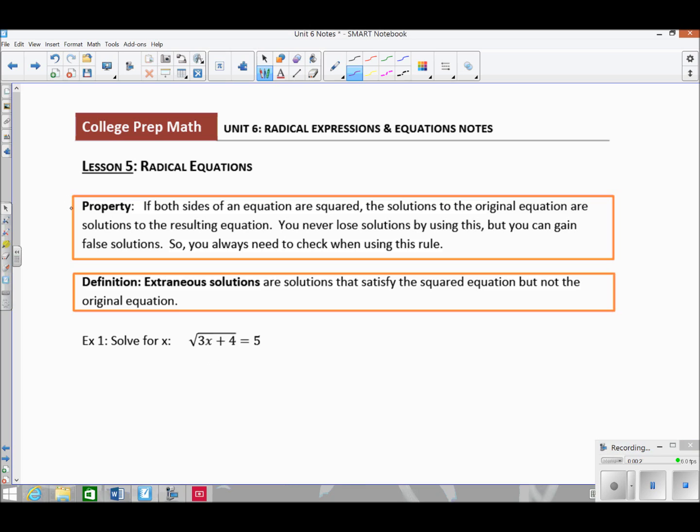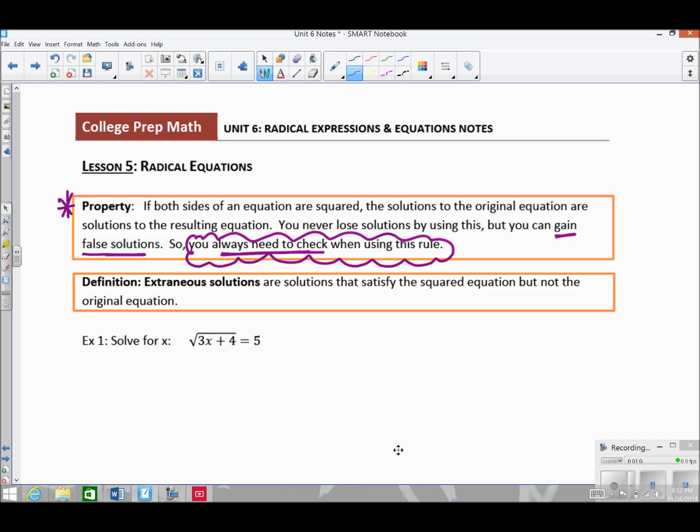But we have to pay attention to this property up here, because if both sides of an equation are squared, the solutions to the original equation are solutions to the resulting equation. However, when we square both sides, we may gain some false solutions. Now, you'll never lose the real solutions, but we can gain these false solutions. So we always need to check when we're using this squaring technique on both sides. Always check your solutions for problems that involve a square root.